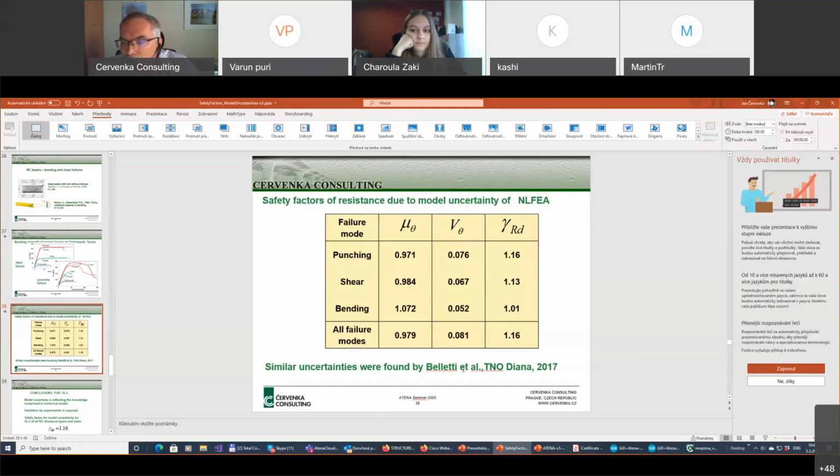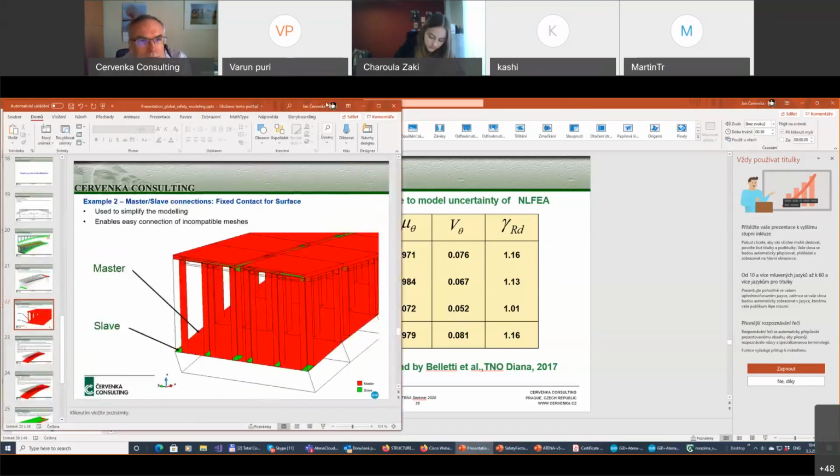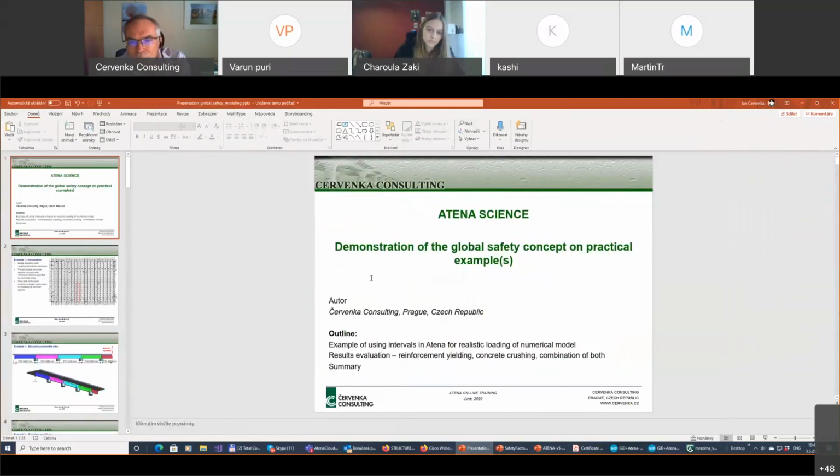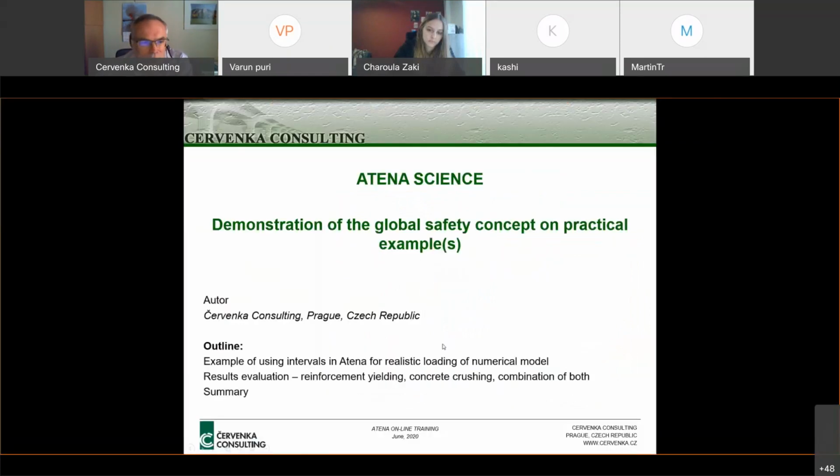Uncertainties on the load path, there is a question. What is the effect of uncertainties on the load path? Well, this is, of course, a very important question. Maybe I will address it in my next presentation. In the next presentation, I would like to show some examples of how this can be applied to some practical situation.